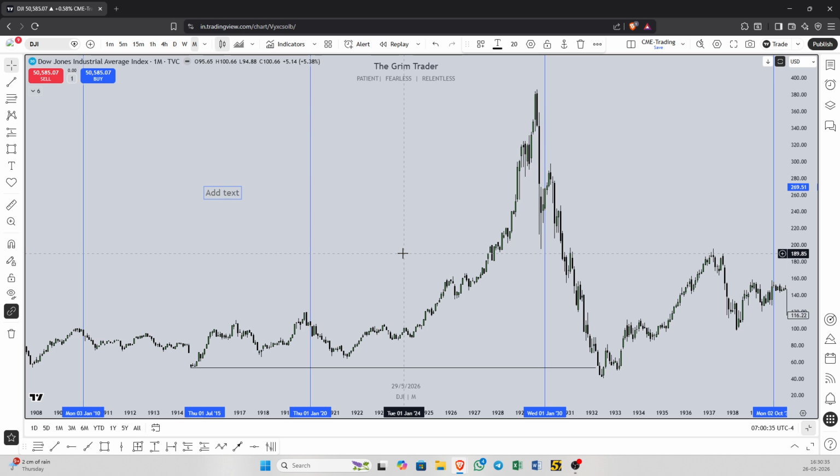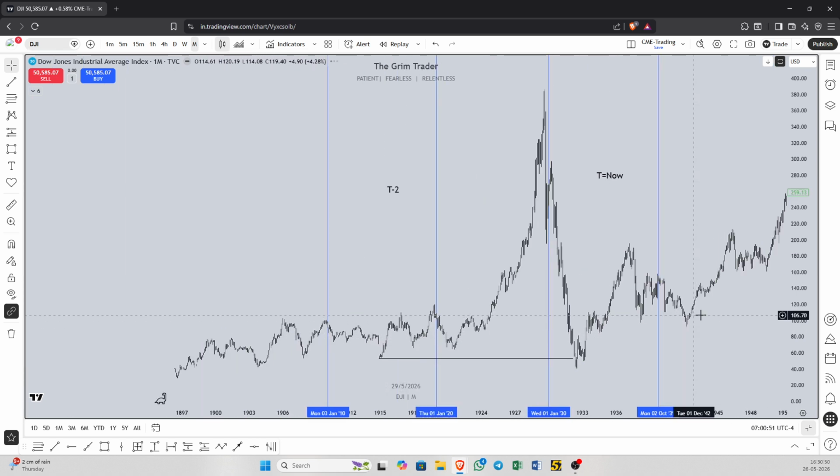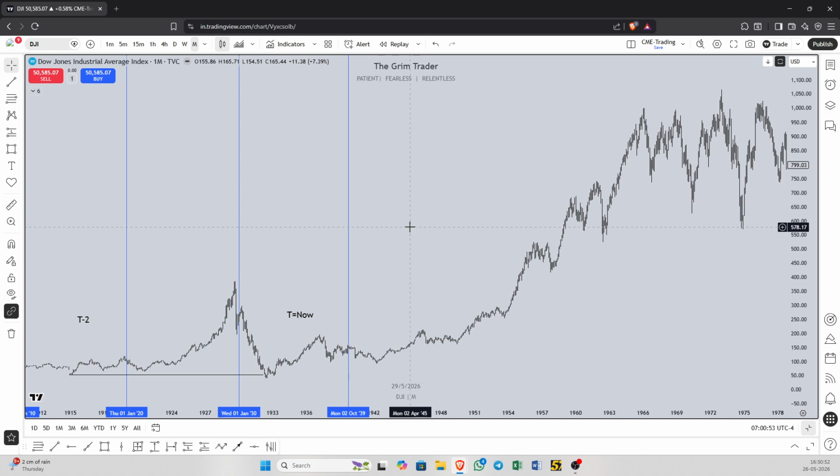We're looking at time cycles, right? Because this would be the current time cycle if we were in the 30s. This is where the bottom formed on the Dow Jones. And after that, we've never looked back. You get the idea.